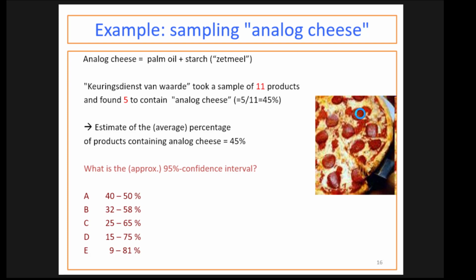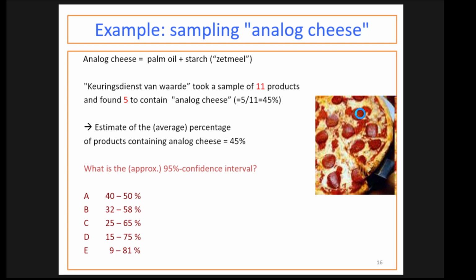Sometimes even no cheese. Okay, so what they did was they sampled 11 products and tried to figure out, is there analog cheese in there? A couple of pizzas and lasagna and so on. And they found, what was it, 5 out of 11, or 45%, contained analog cheese. Okay, easy calculation, 5 through 11, 45%. That's for the sample, but I'm not interested in the sample. The sample is obvious. I'm interested in the population.